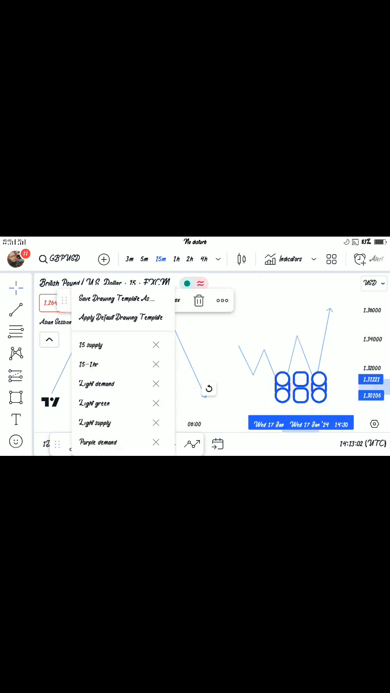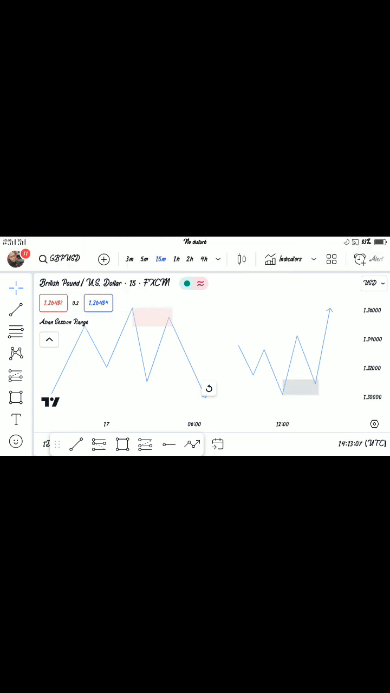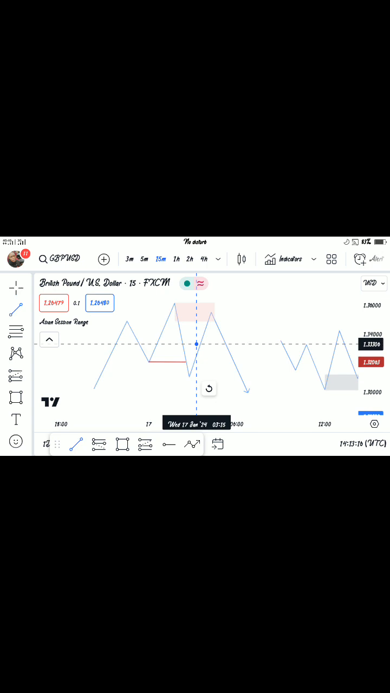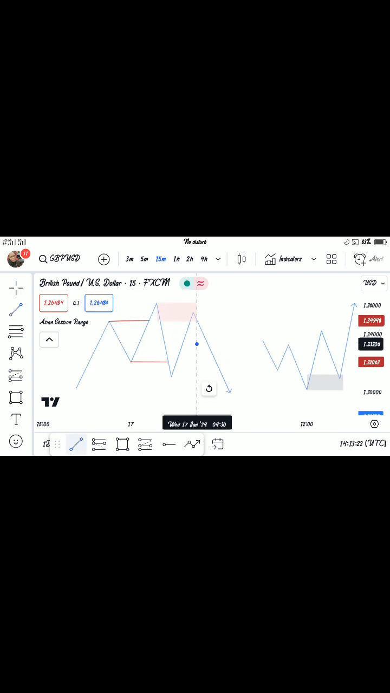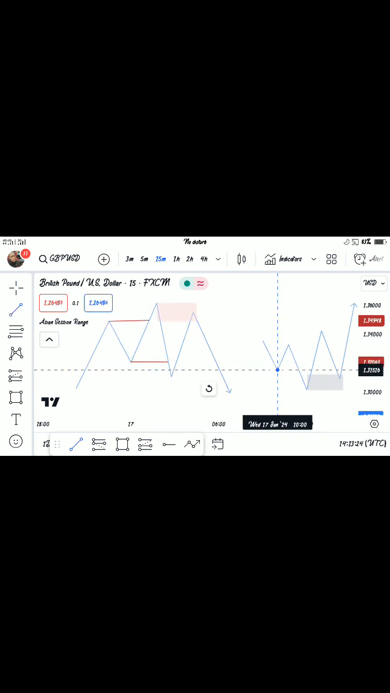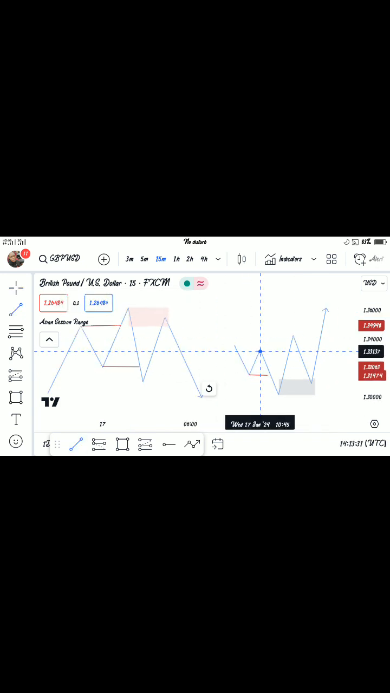Now, okay, first, this one is a demand zone. So let me change the color. Now, check this. There's actually a break of structure here, right? This one is my first confirmation. What is my second confirmation? This. As you can see, market broke two structures. Market broke two structures before I got into the trade.